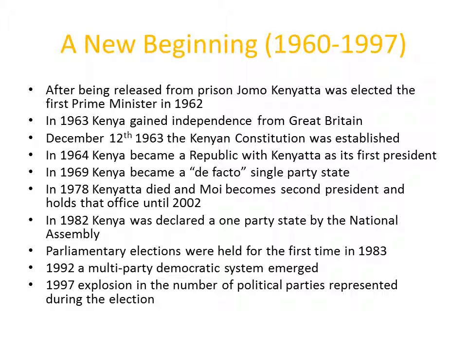Parliamentary elections were held for the first time in 1983. In 1992, a multi-party democratic system emerged. And in 1997, there was an explosion in the number of political parties represented during the election.